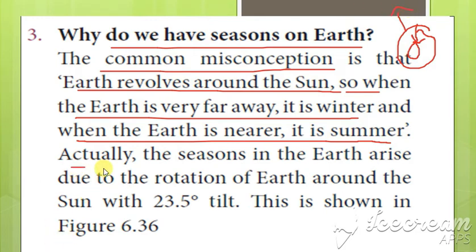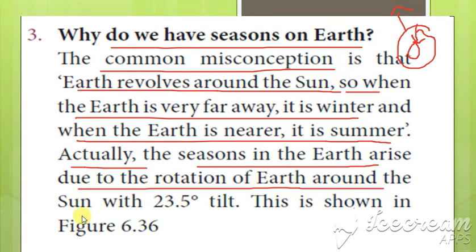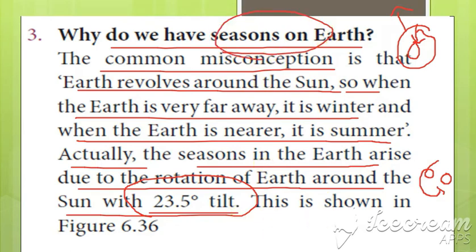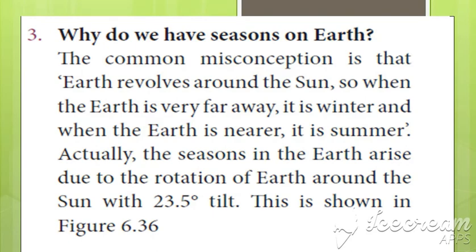But actually the seasons on the earth arise due to the rotation of the earth around the sun with a tilt of 23.5 degree. So the earth is here, and as it goes around the sun, it is tilted at an angle of 23.5 degree, and that is why there are seasons. For the moon's orbit, it is a 5 degree tilt, which is why we see solar and lunar eclipses, and here the earth is at a 23.5 degree tilt.